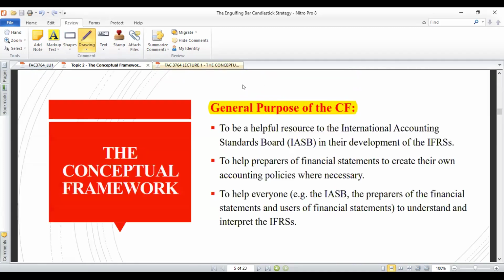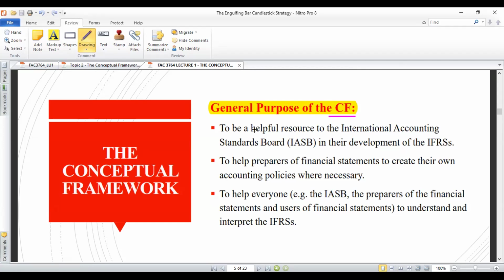Conceptual framework. That's what CF means. General purpose of the conceptual framework. Why do we have a conceptual framework in accounting? I just abbreviated it, I didn't want to write the whole thing in full. So what is the purpose of a conceptual framework?